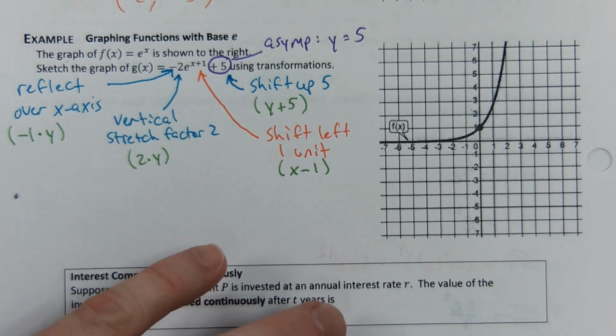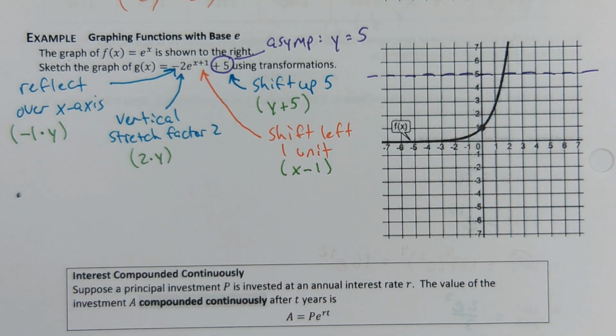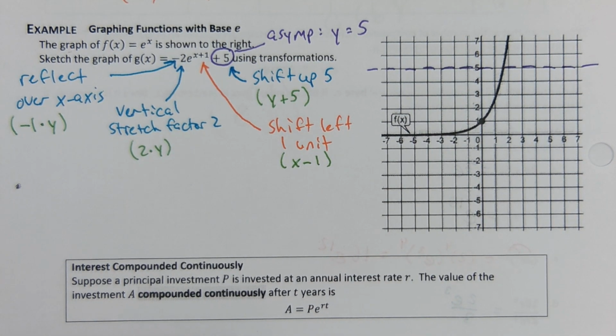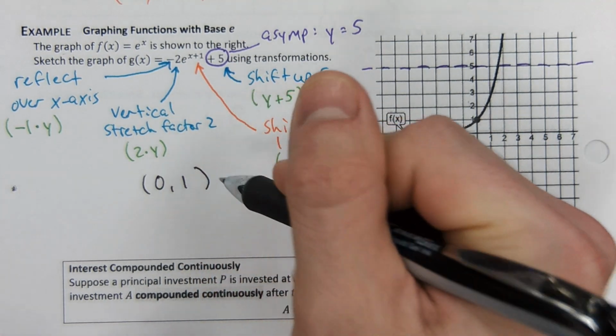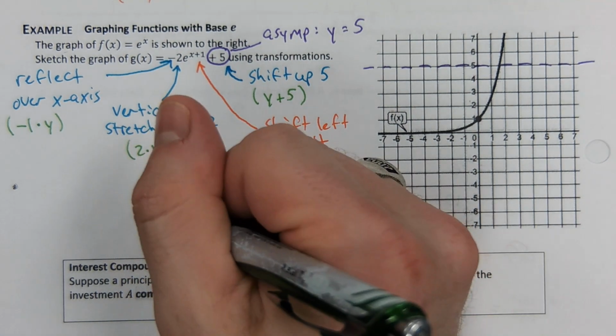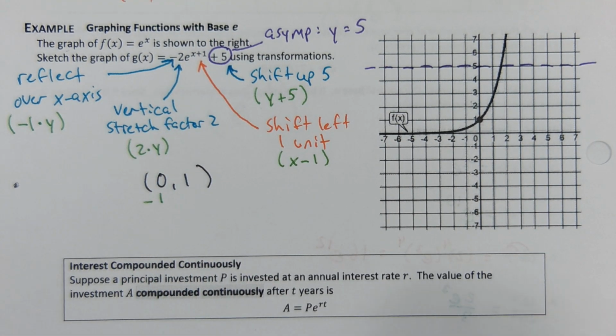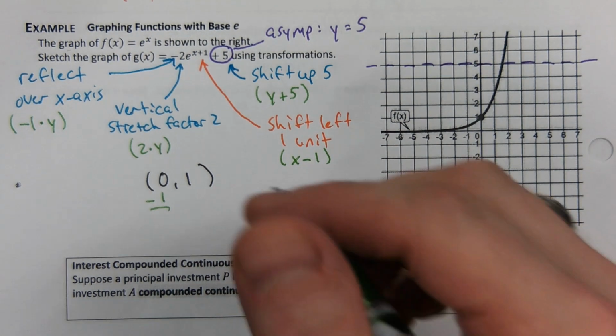So I have a horizontal asymptote at y equals 5. I take the one pretty point that y equals e to the x has. And for the x's, I'm going to subtract 1. But look at all the things I have to do to the y. I have to multiply by -1, and then multiply by 2, and then add 5. So what am I actually going to do? I'm going to multiply by -2 and add 5.